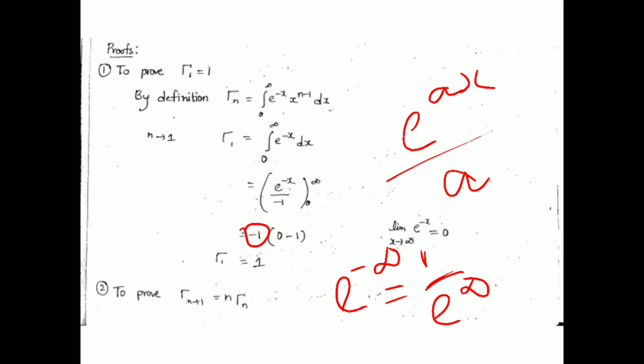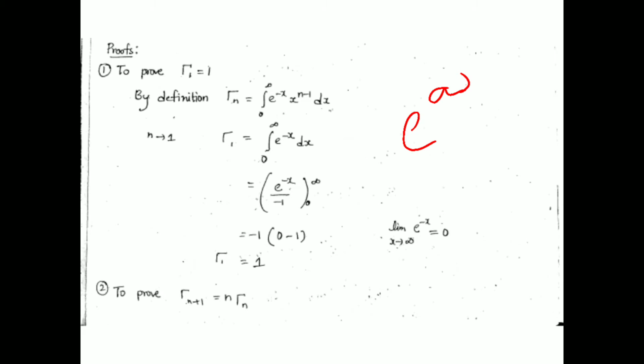So that power, that thing raised to infinity, is nothing but 1 by infinity, which again gives infinity, and 1 by infinity is nothing but 0, hence we have 0 here. And the next thing is upper limit minus lower limit: e power minus 0, which is nothing but e power 0, and e power 0 is nothing but 1. So we have -1 into (0 minus 1), that is -1 into -1, that is +1. So this is the first property, that is gamma 1 is equal to 1.